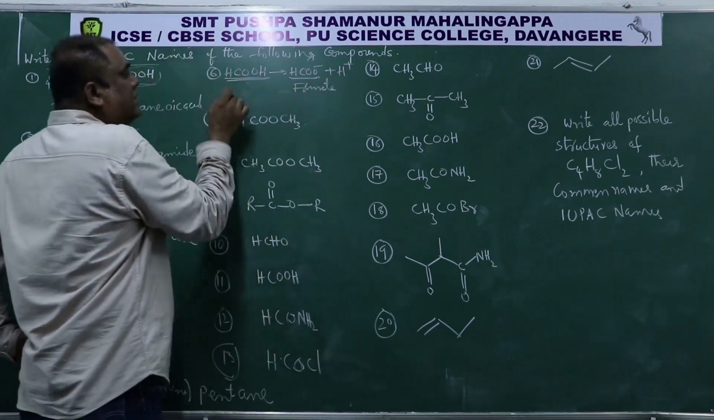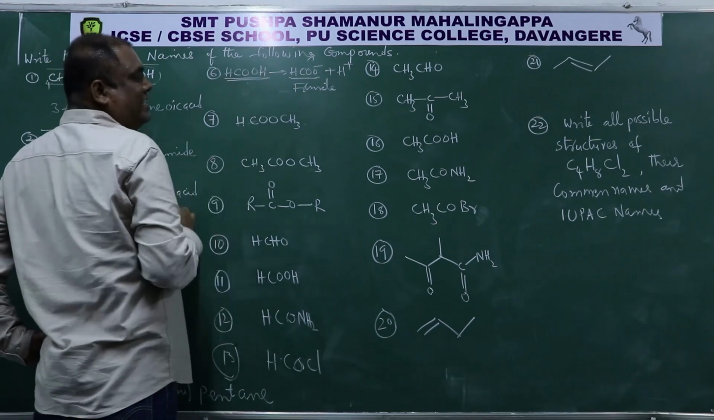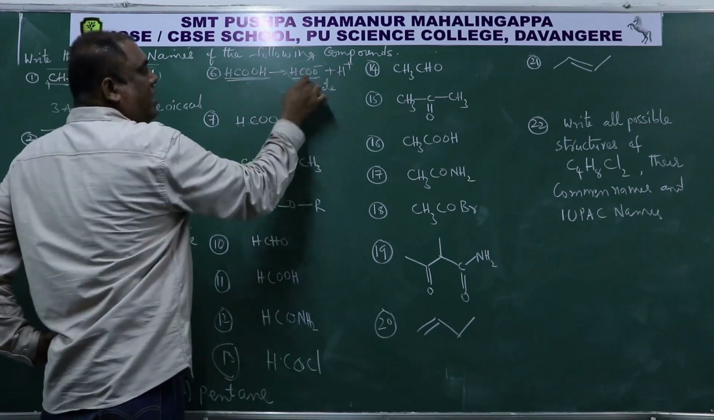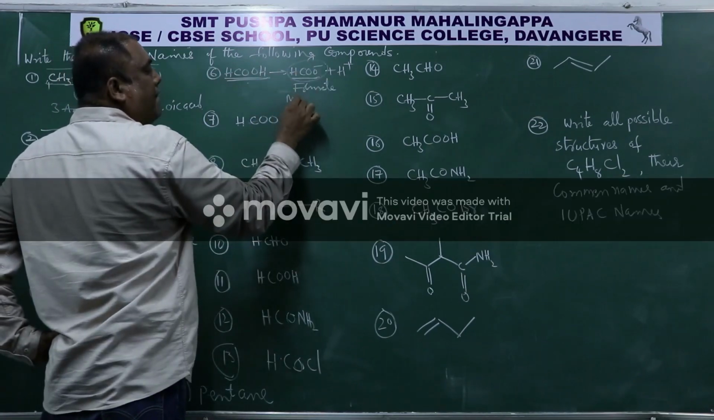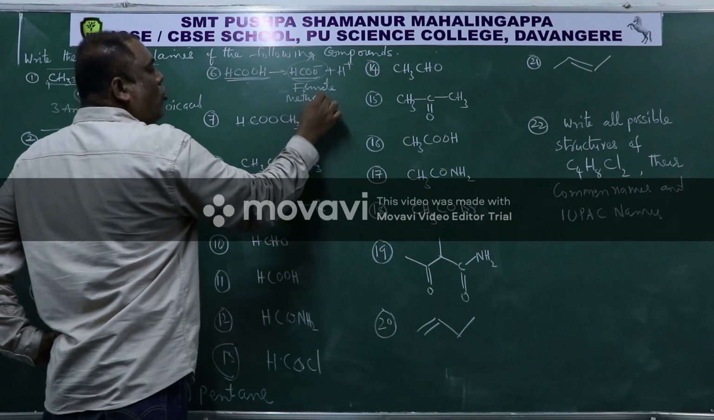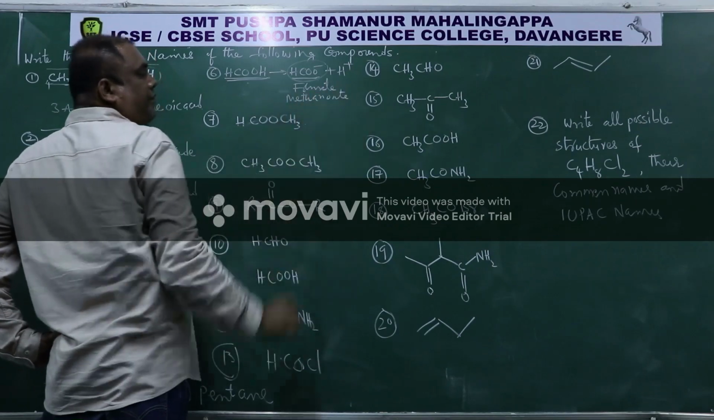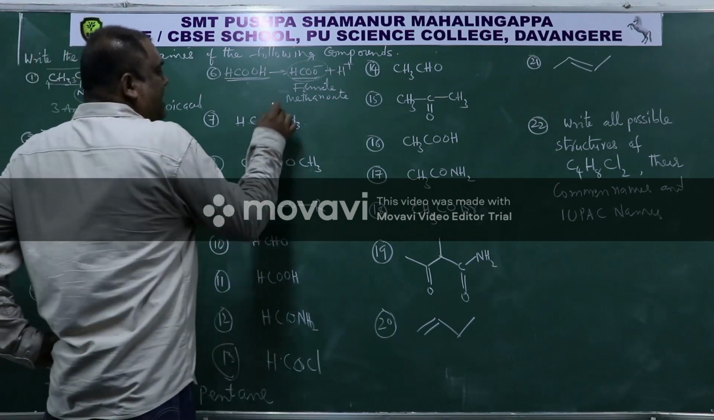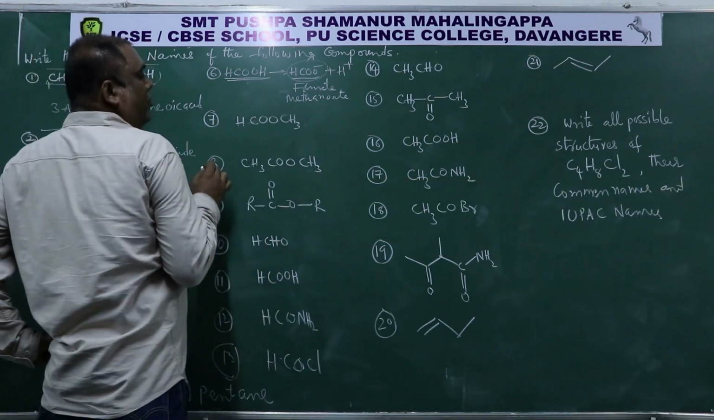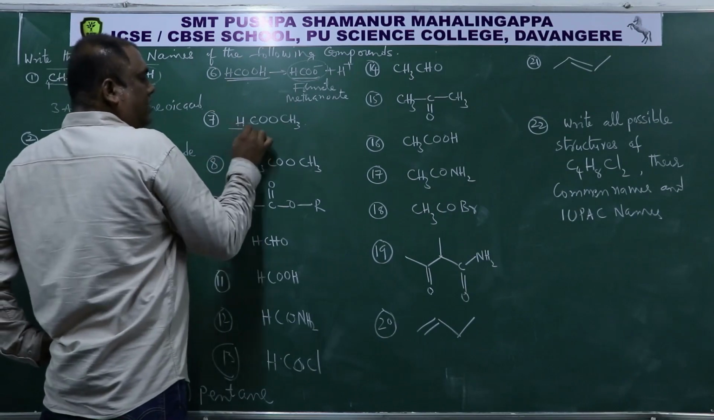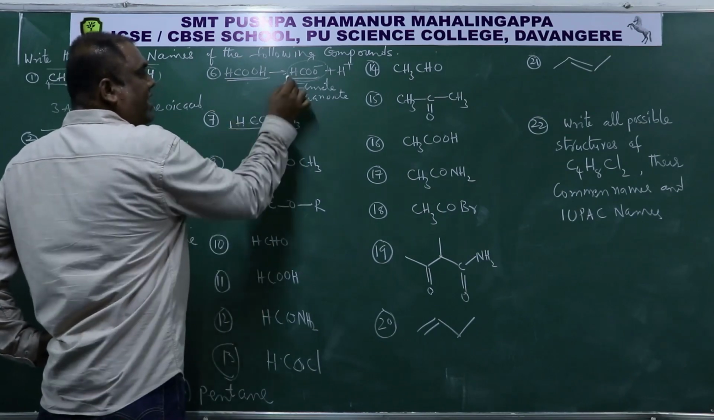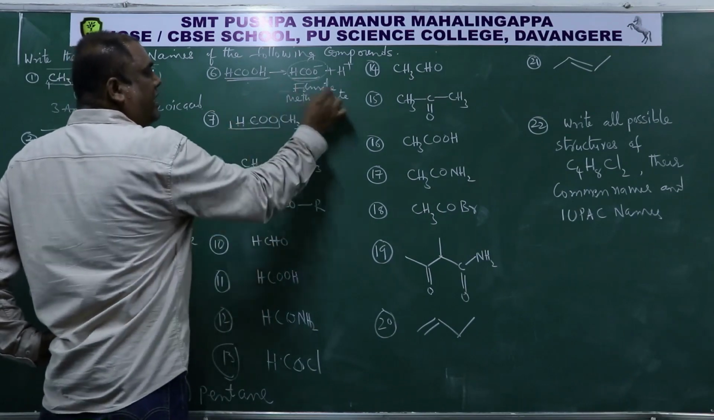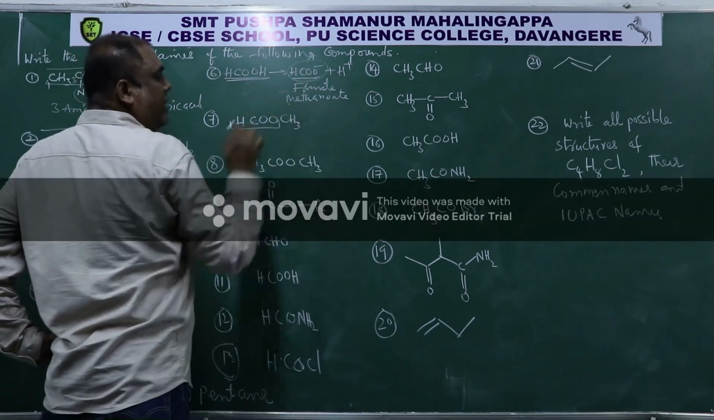So the IUPAC name, just now I told, is methanoic acid. Therefore this ion name becomes methanoate. So this I will treat like this seventh compound. This is HCOO. HCOO means formate, the common name, and methanoate, the IUPAC name.